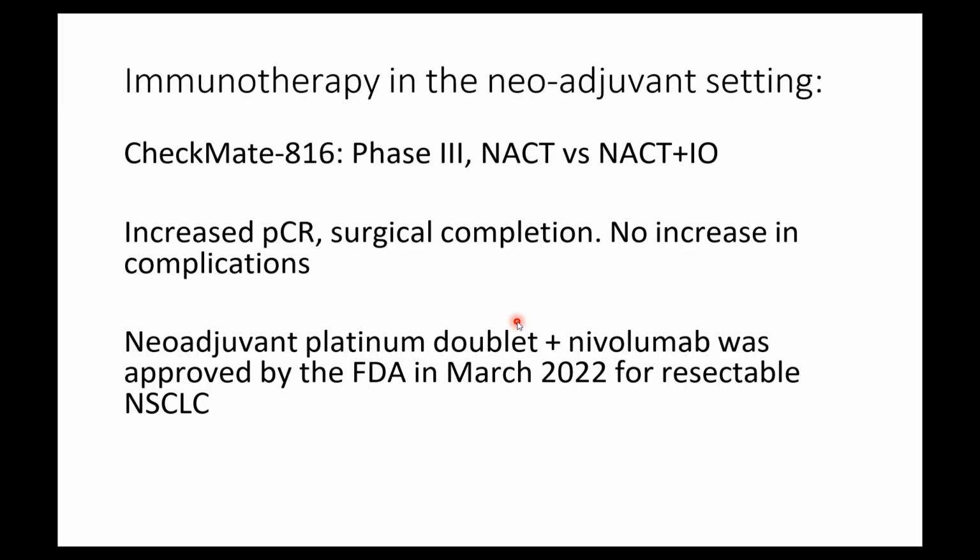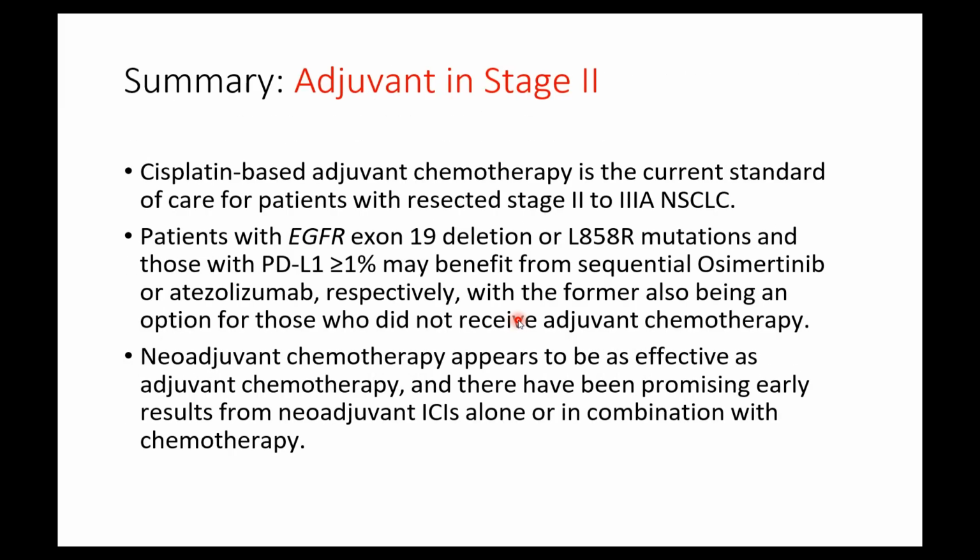So the summary is, in stage 2, all patients should receive cisplatin based adjuvant chemotherapy. There's no doubt about it. If the patients are EGFR mutants, they can be considered for osimertinib. If the patients have PDL1 more than 1% composite score, and if they are EGFR wild type non mutants, they can be considered for atezolizumab. This is based on ADAURA, this is based on IMpower010.